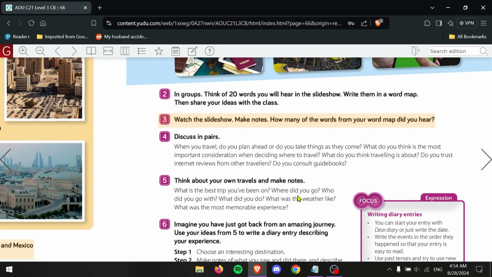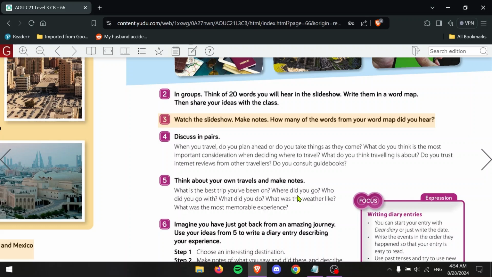When you travel, do you plan ahead or do you take things as they come? I'm a chronic planner myself. I like to plan ahead as much as possible. I don't like negative surprises, whatever that may be, especially when it comes to airports, travel. I do not like surprises when it comes to airports and travel, so I do my best to plan ahead as much as I can.